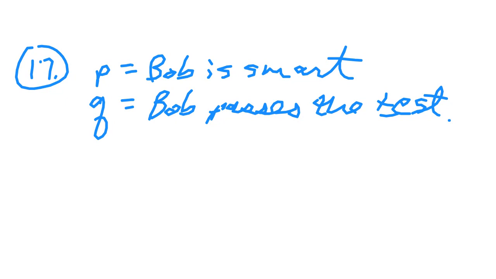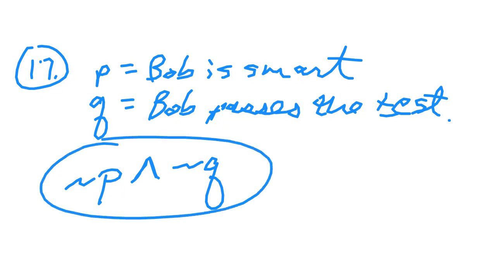If you're following along in the packet, number 17 says Bob is not smart and Bob does not pass the test. Bob is not smart would be not P. Then it says and, so that's the caret. Bob does not pass the test would be not Q. So in symbol form, this would be not P and not Q. This is the answer to number 17. Hopefully that makes sense for you as well. And then let's move on down the road here.